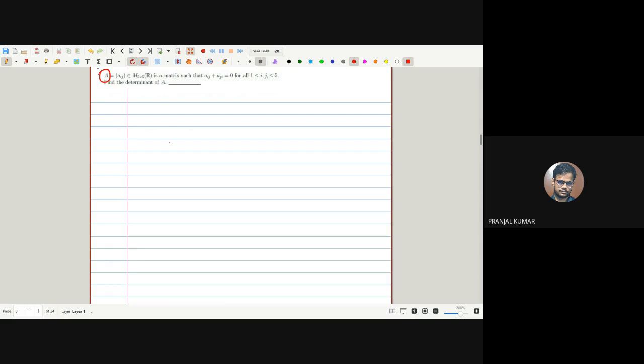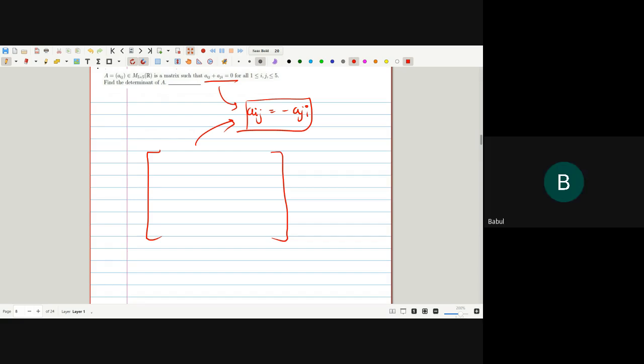Okay, now this question. A is a 5 cross 5 matrix such that Aij plus Aji is equal to 0. That is, it is basically written Aij is equal to minus Aji. Clear? Now, can you tell me what is the characteristic of this matrix? Is it the skew symmetric matrix? Is it symmetric?